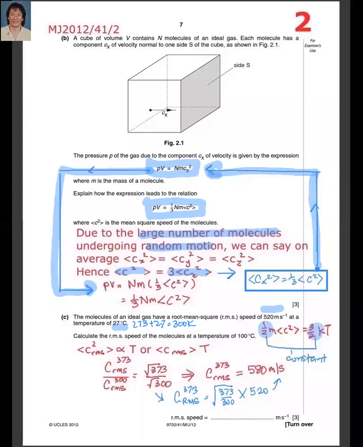Then we want to find the RMS speed at the temperature 100 degrees Celsius, which is 373 Kelvin. The equation you use is 1/2 mc squared equals 3/2 kT. Your m and k are constant. That means your c squared is directly proportional to the temperature in Kelvin. Or you can say that your root mean square speed is proportional to the square root of the temperature.